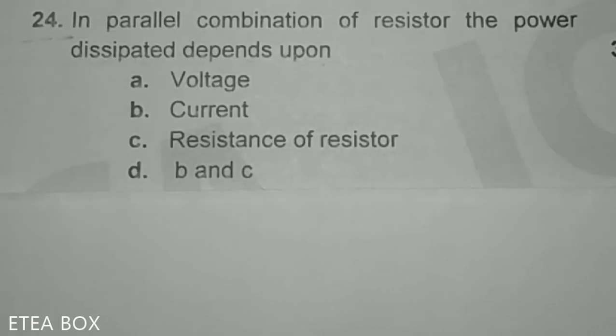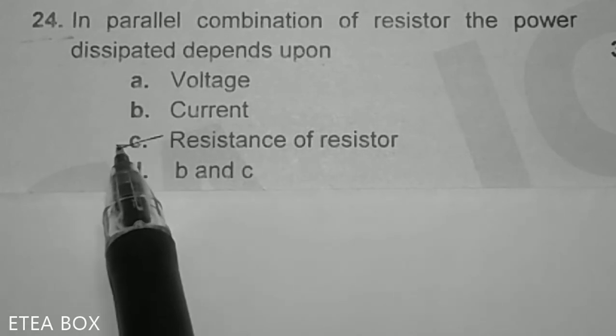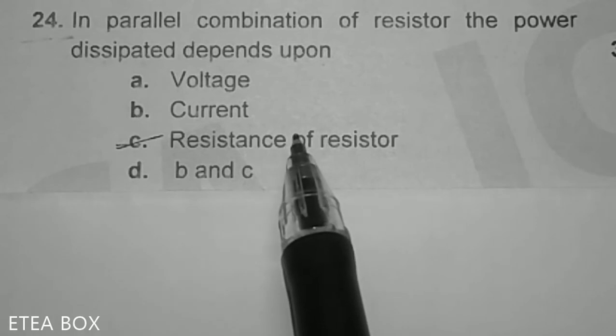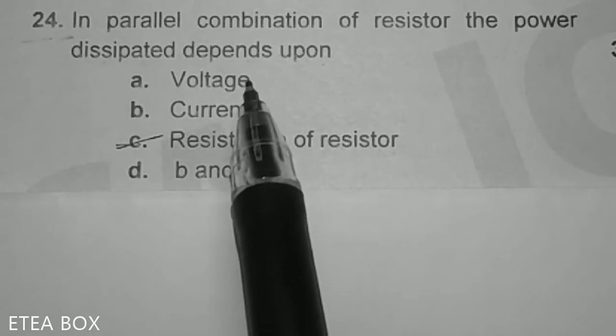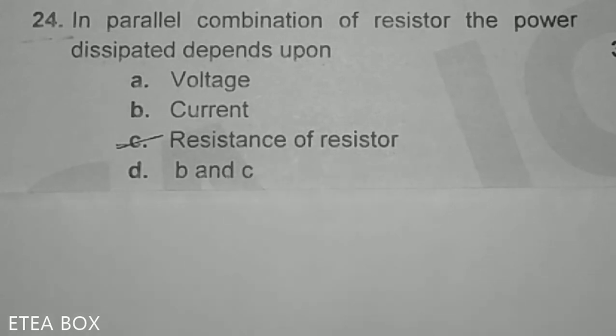In parallel combination of resistors, the power dissipated depends upon the resistance of the resistor. The power dissipation is always dependent on the resistance, okay? Either it is parallel combination or series combination, the dissipation is always dependent on the resistance of the resistor.